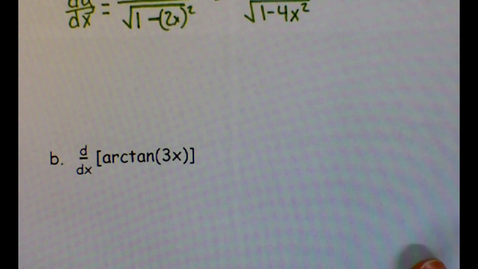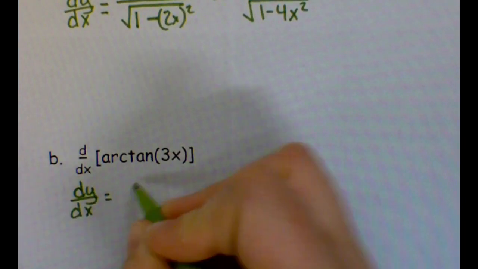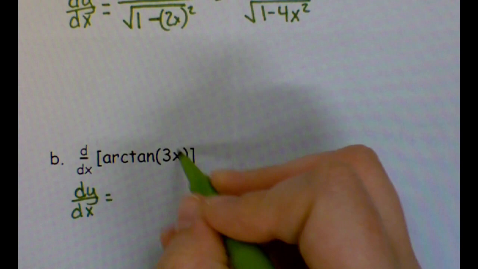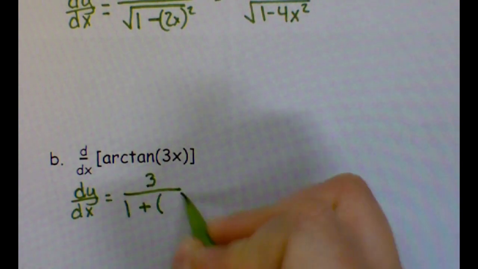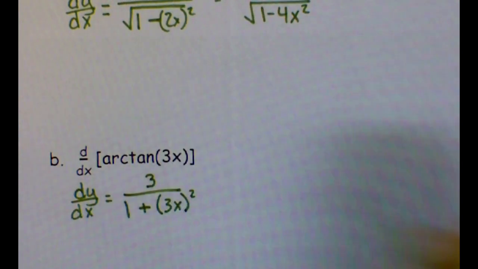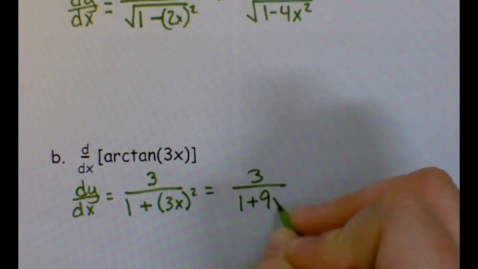The derivative of arctangent of 3x. So dy/dx equals the derivative of the inside, which is just a 3, over 1 plus the inside squared. So 1 plus 3x squared. So we have 3 over 1 plus 9x squared.